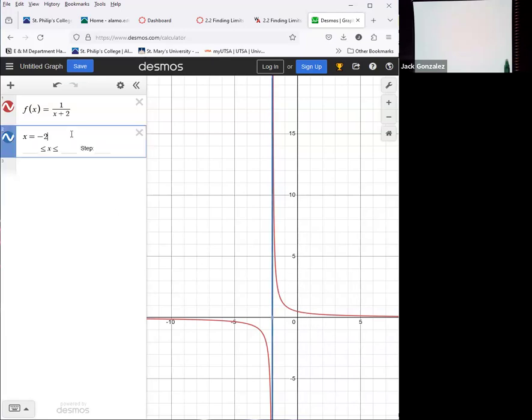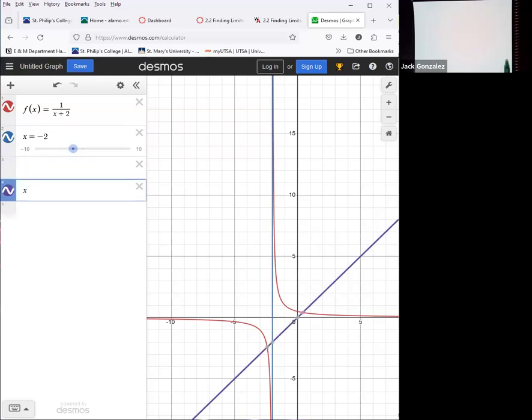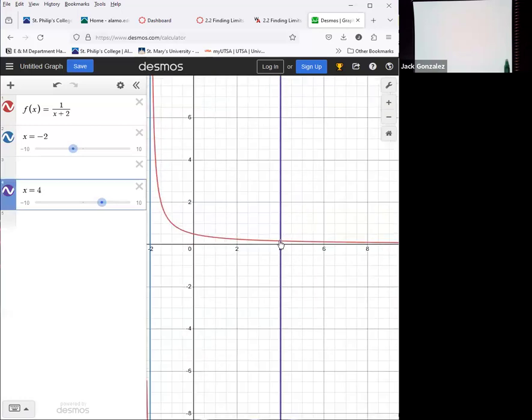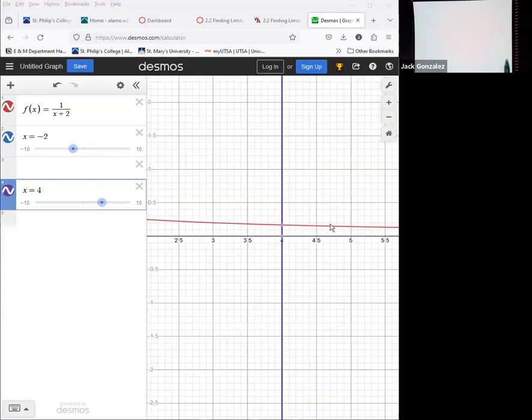So that's the basic idea of what a limit is. Let's say I want to know x equal to 4. Here's 4. As we approach from the right, the function is going to point 166, 167 maybe. Approach from the left side, the negative side, the function is going to the same thing.